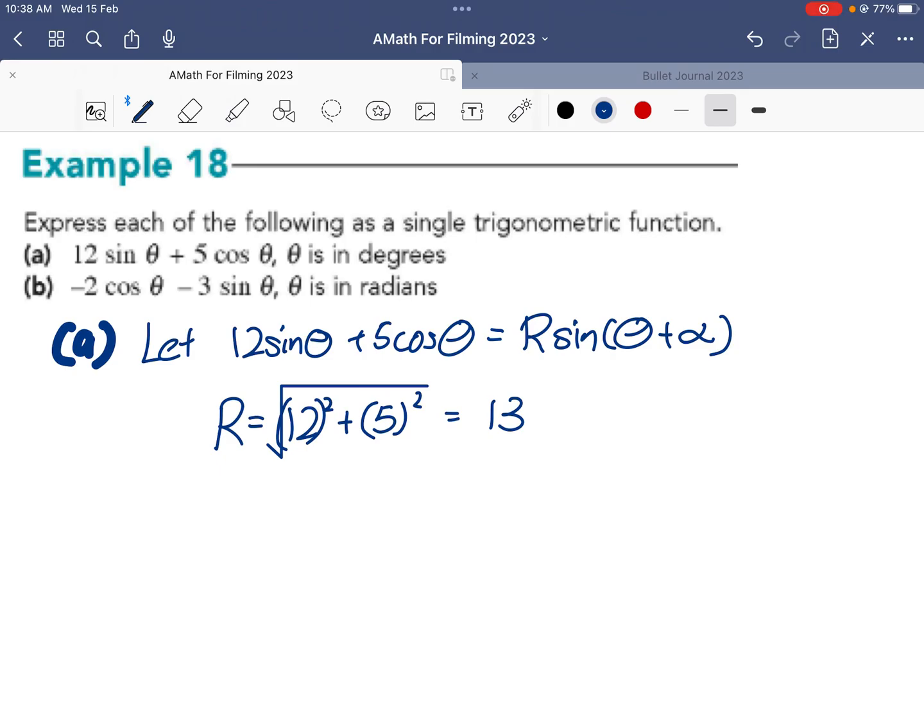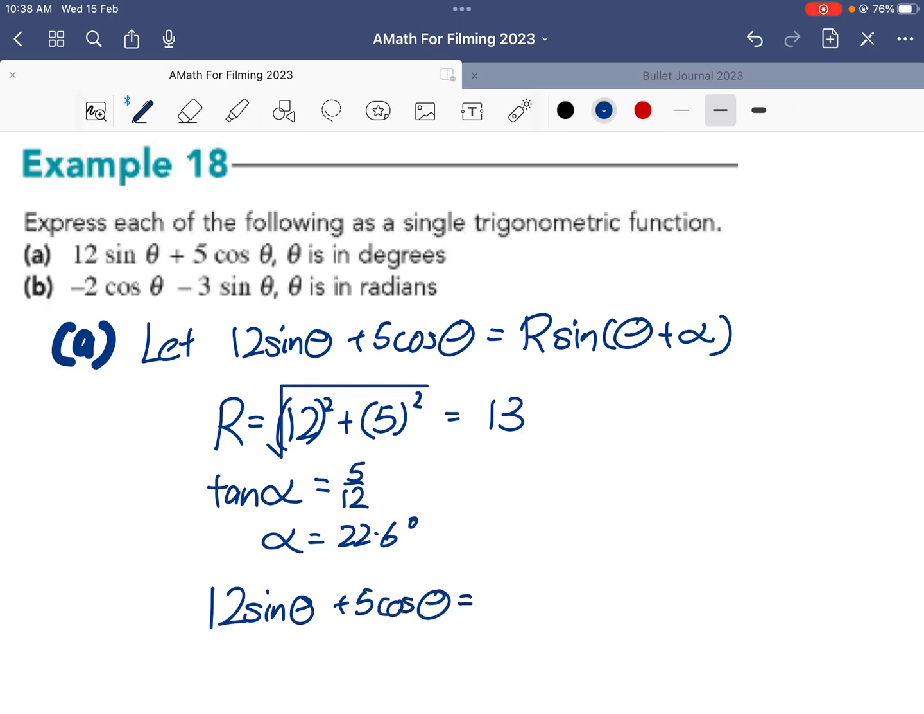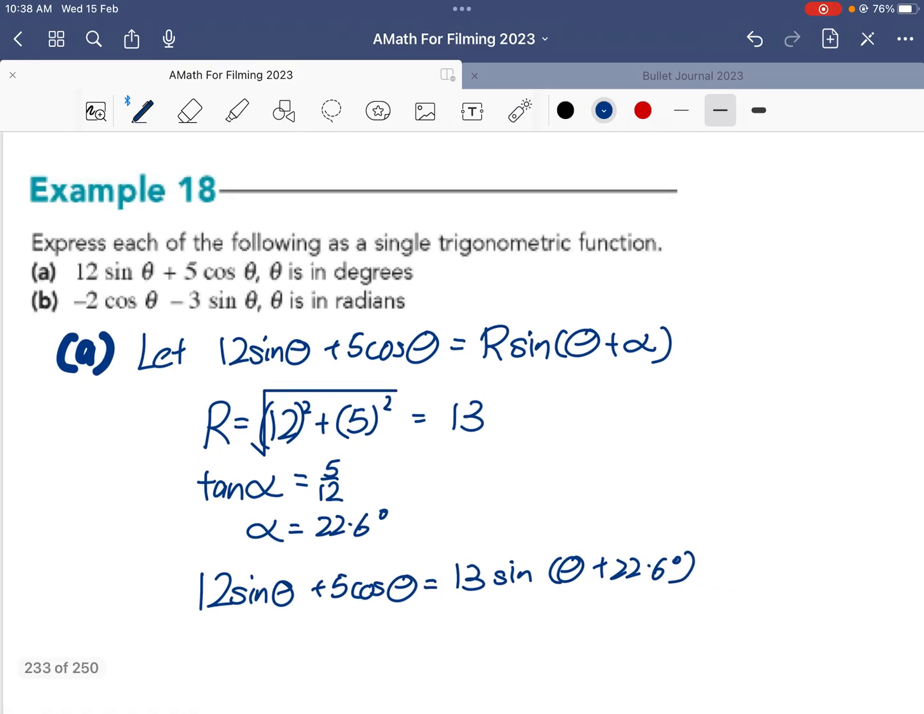Okay, now how do I get the alpha value? It's always the second value over the first value. And always you just take the absolute value. So even if this sign here is negative, it's perfectly fine. Even if it's negative 5, you just take positive 5. So tangent alpha equals 5 over 12. What I find is that my alpha value equals 22.6 degrees. Hence, 12 sine theta plus 5 cosine theta equals 13 sine theta plus 22.6 degrees. That's it for part A itself.